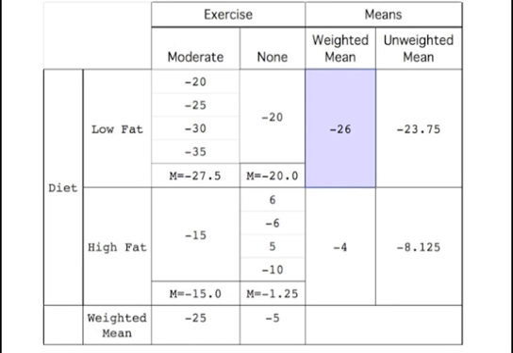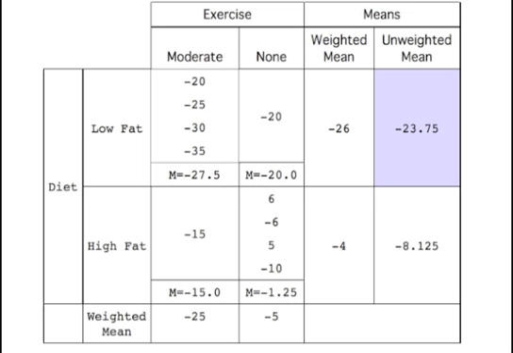Since there are 4 subjects in the low-fat, moderate exercise condition and 1 subject in the low-fat, no-exercise condition, the means are weighted by factors of 4 and 1. Therefore, the weighted mean for low-fat is 4 times -27.5 plus 1 times -20, all divided by 5. This equals -26. The weighted mean for the low-fat condition is also the mean of all 5 scores in this condition. Thus, if you ignore the factor exercise, you are implicitly computing weighted means.